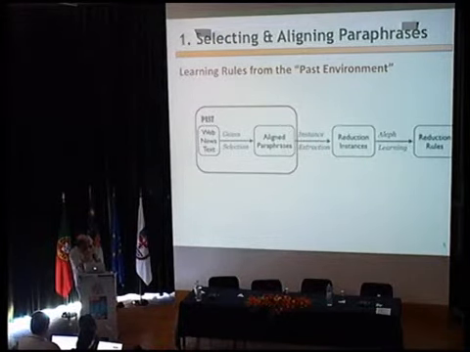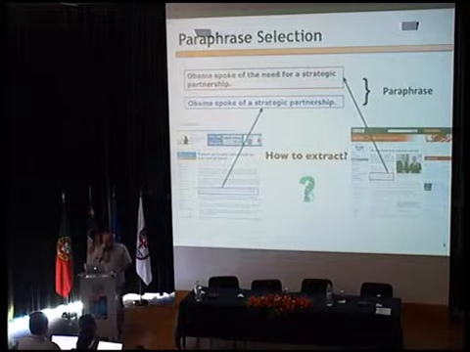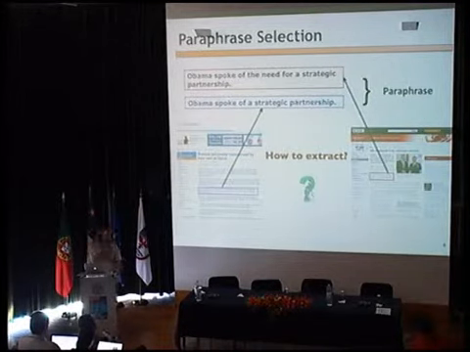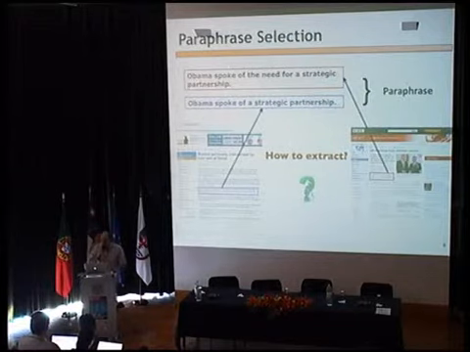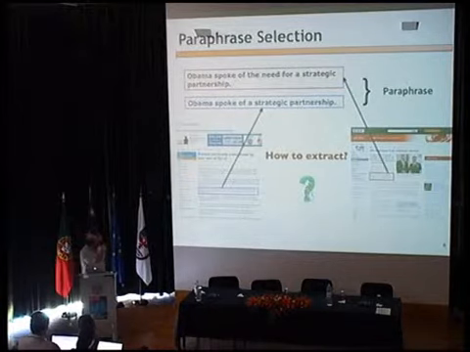So in the first process, we intended to automatically extract a special kind of paraphrases from related web news texts. As you know, on the web we can find many related news texts talking about the same event. And it is a nice place to extract a special kind of paraphrases, like this pair shown here.